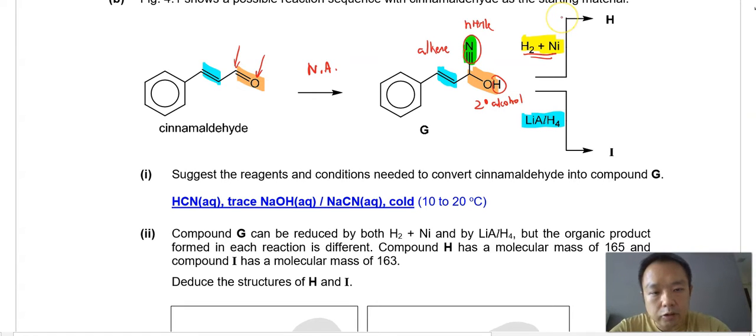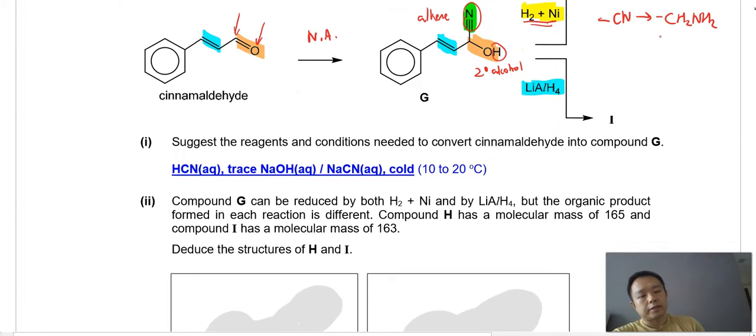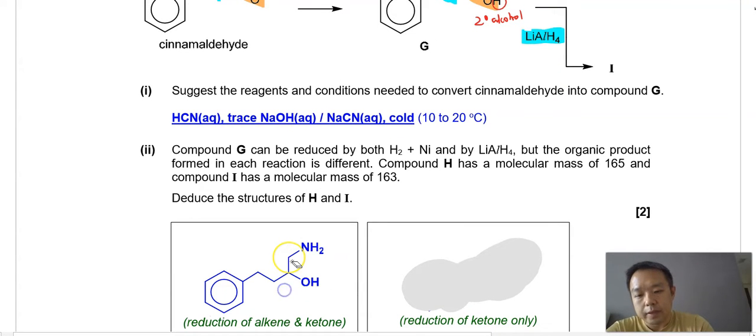Okay, so in this case, can hydrogen, nickel reduce alkene? Yes, it will reduce the alkene to alkane. The hydrogen nickel can also reduce your nitrile. Okay, so for compound H, basically your CN will become CH2NH2. So you add hydrogens across CN. Then of course the alkene will become an alkane. So reduction of both your alkenes and your nitriles. Nitriles reduce over here, alkene also reduce over here.